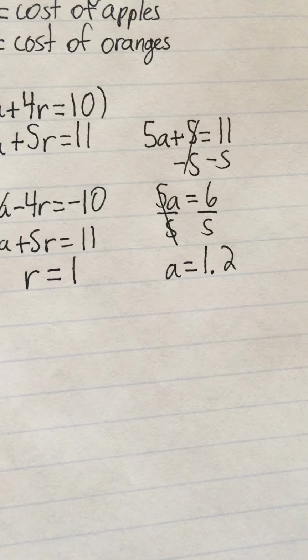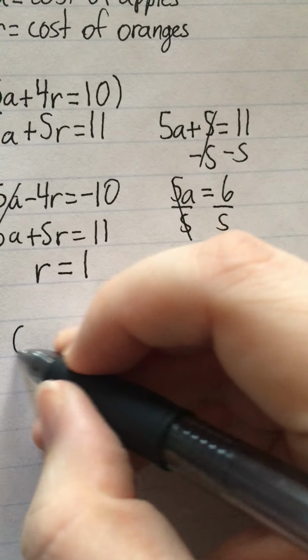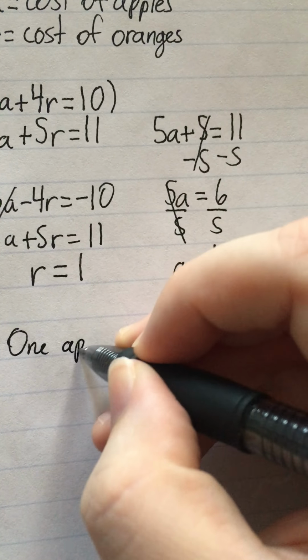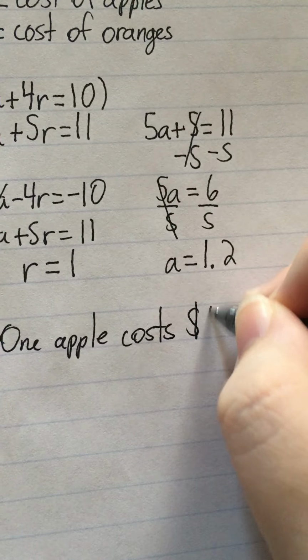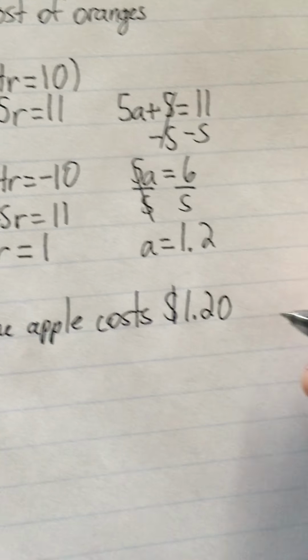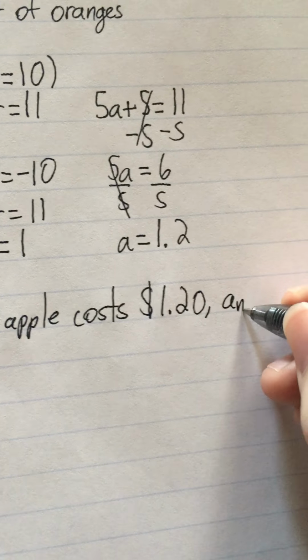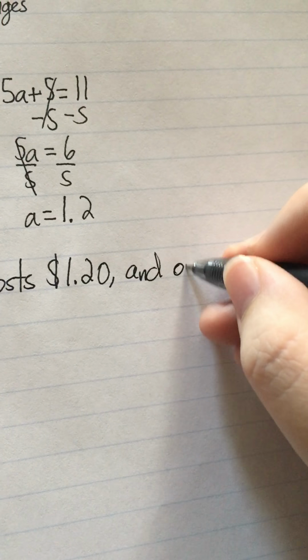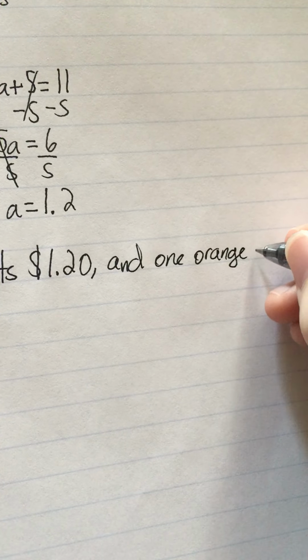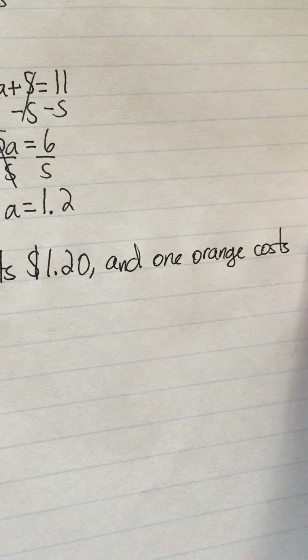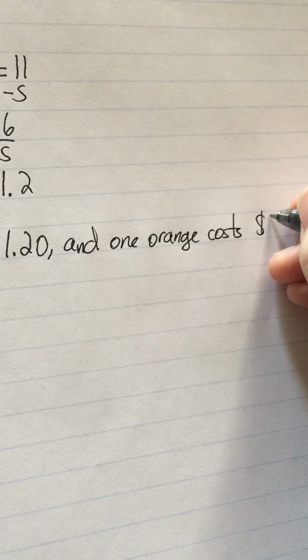So now what does this mean? So 1 apple costs $1.20. And 1 orange costs $1.